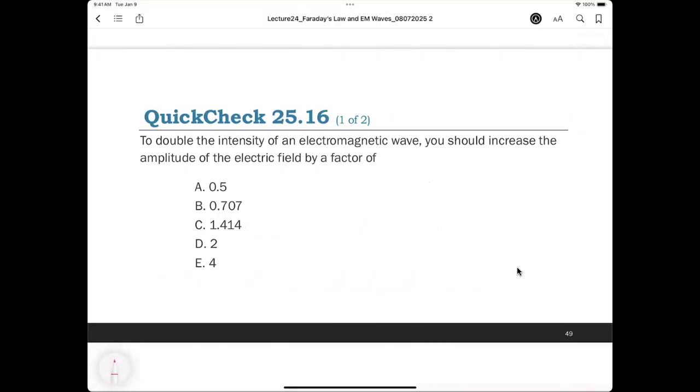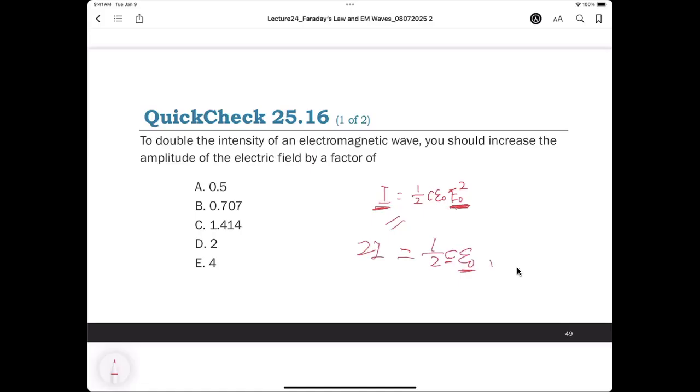Let's write the equation: I equals half C epsilon-naught E0 squared. If we want to double the intensity, how should we increase the amplitude? The other quantities cannot be changed, they are fixed, so what can change is just this one.